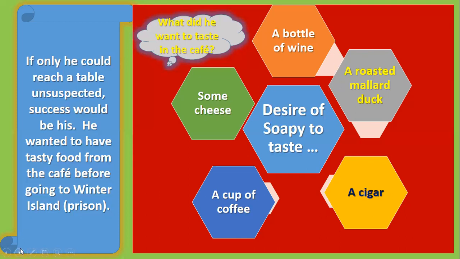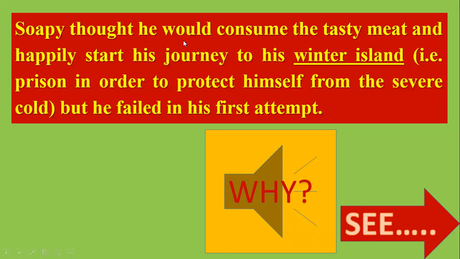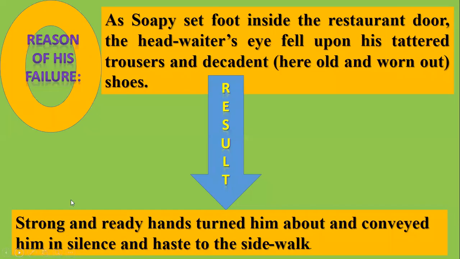Soapy thought he would consume the tasty meat and happily start his journey to his winter island, that is, the prison, in order to protect himself from the severe cold. But he failed in his first attempt. Why? Soapy set foot inside the restaurant door. The head waiter's eye fell upon his tattered trousers and decadent shoes. It was the reason.